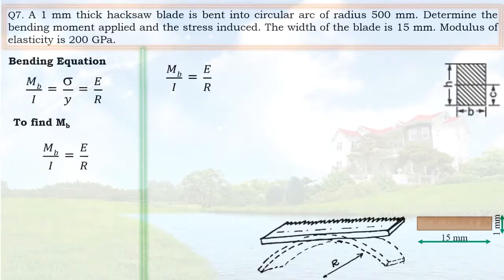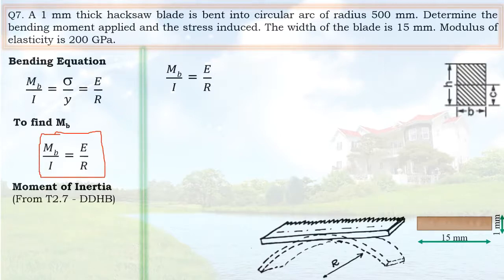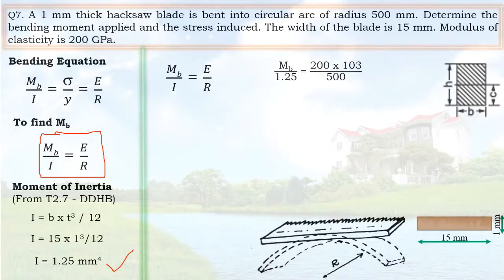In this case, to find the bending moment, we'll be making use of these two equations: Mb by I is equal to E by R. Where Mb is the bending moment, I is the moment of inertia, E is the Young's modulus, and R is the bending radius. So in this case, I is equal to BT cube by 12. We have obtained this equation from table number 2.7 of the design data handbook. So by substituting the value of B and thickness as 15 and 1, we'll be getting the value of I, the moment of inertia.